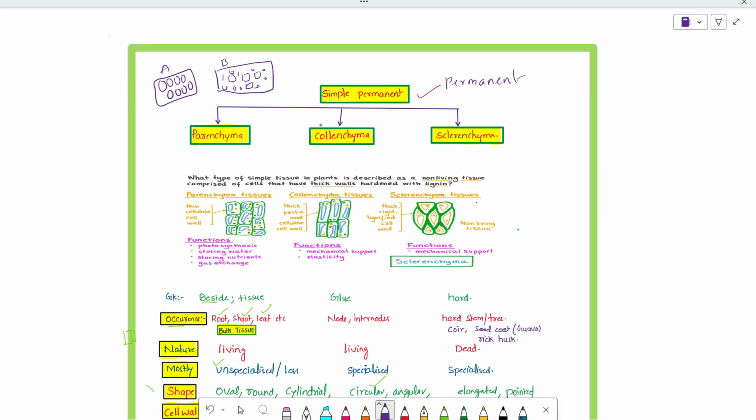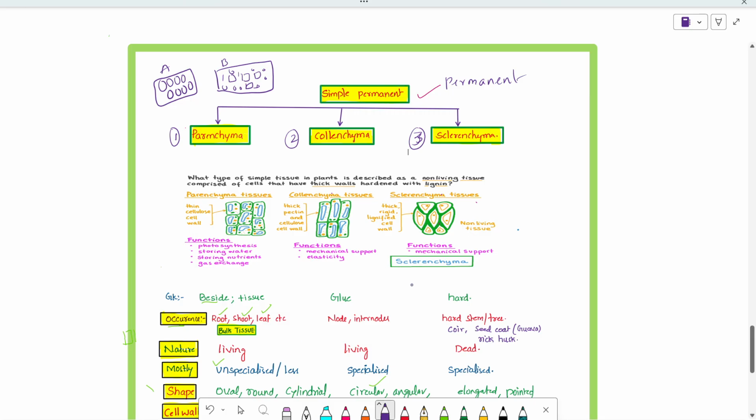Simple tissues are further divided; on the screen you can see the first one is parenchyma, the second one is collenchyma, the third one is sclerenchyma. So what are the properties of parenchyma, where are they present, and what are the functions? If we learn these, today's topic will be finished. Once again, simple permanent tissues means tissues having the same kind of cells that all together perform a common function in the plants.